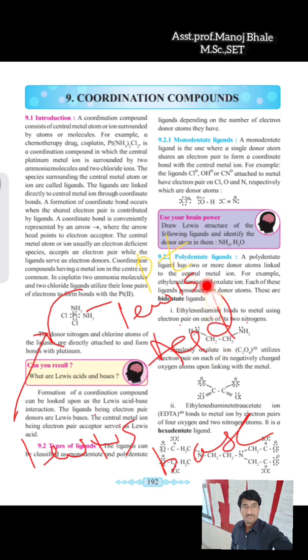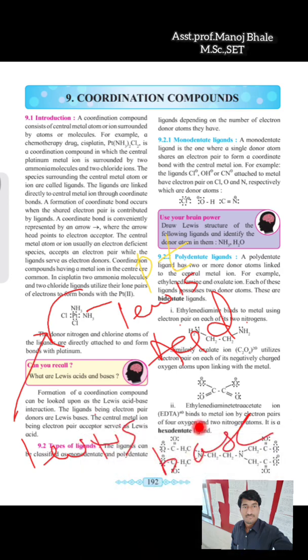Now what is the Lewis acid? What is the Lewis base? A Lewis acid is an acid which accepts a lone pair of electrons. In this case there are four Lewis bases, and all of these act as the Lewis base. What is the meaning of Lewis base? A Lewis base donates electrons.